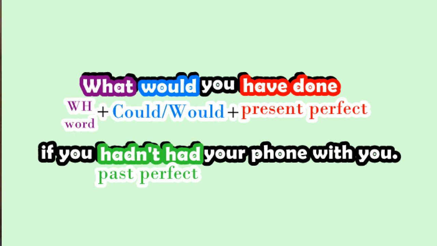So the complete example says, what would you have done if you hadn't had your phone with you? Since it's an open question, we have a possible answer here that says, I would have borrowed one. Let's not forget to use would and could only in the result clause, not in the condition, because it would be incorrect for us to say, if you wouldn't have. So let's only put it in the result clause.